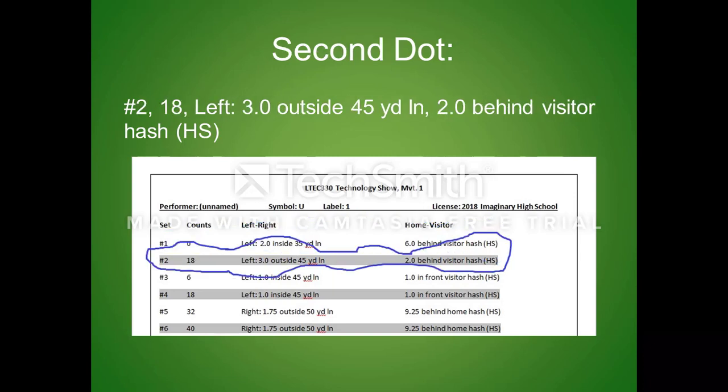For her next slide, she was asked to note down her second dot in the same manner directly from her dot sheet, which she has done. Number 2, 18 counts, left 3.0, outside 45 YDLN, 2.0 behind visitor hash, HS, as she has circled on the graphic underneath.